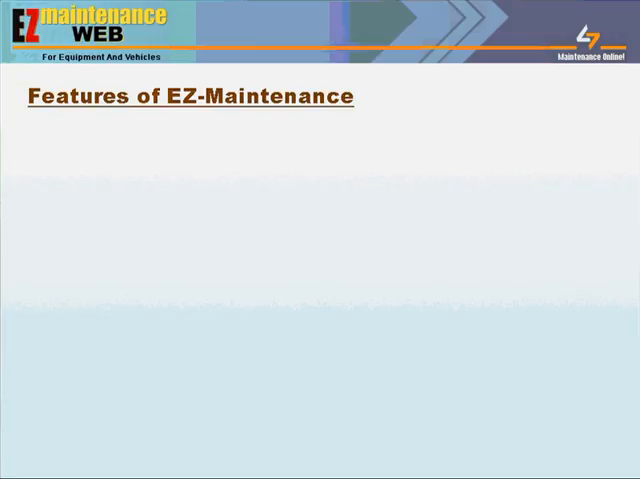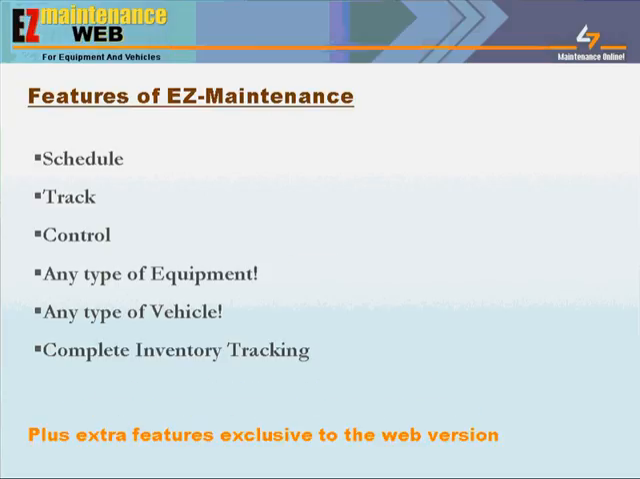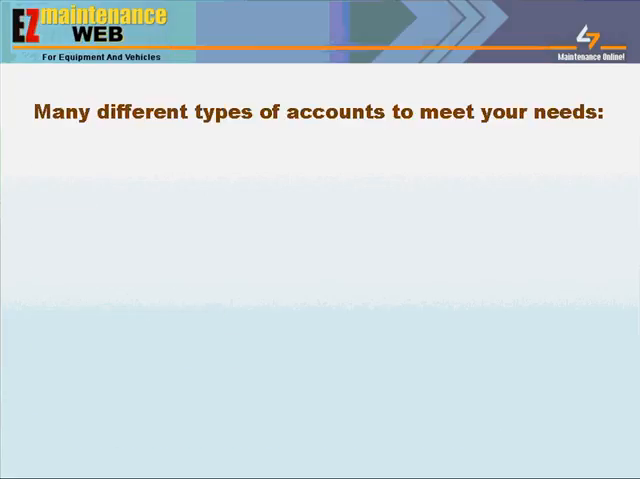With EZMWeb, using the Internet, you can schedule, track, and control maintenance for any kind of equipment and any type of vehicle, along with complete inventory control and tracking. In addition to these features, EZMWeb, the Internet version of Easy Maintenance Software, offers special capabilities which you can choose to use or not use depending upon the needs of your business. EZMWeb can accommodate your needs.